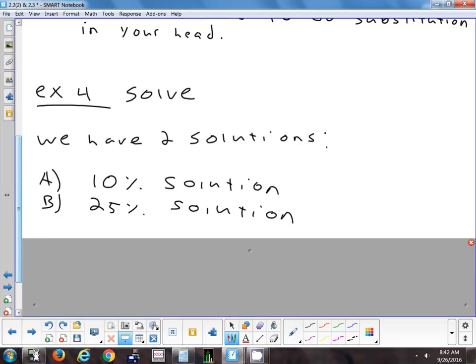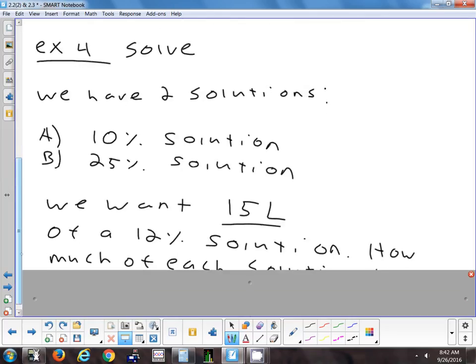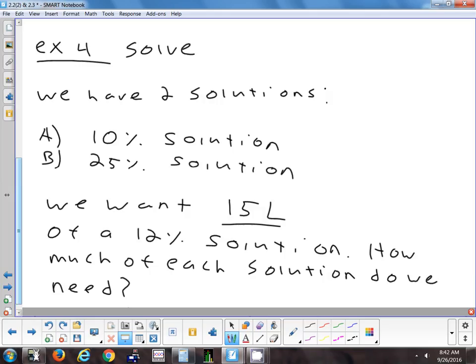All right, so we have two solutions we're going to mix. One of them is a 10% solution. The other one is a 25% solution. And I want to mix them so that when I'm done, I have 15 liters of stuff. And I want the concentration to be 12%. How much of each solution do we need to mix?